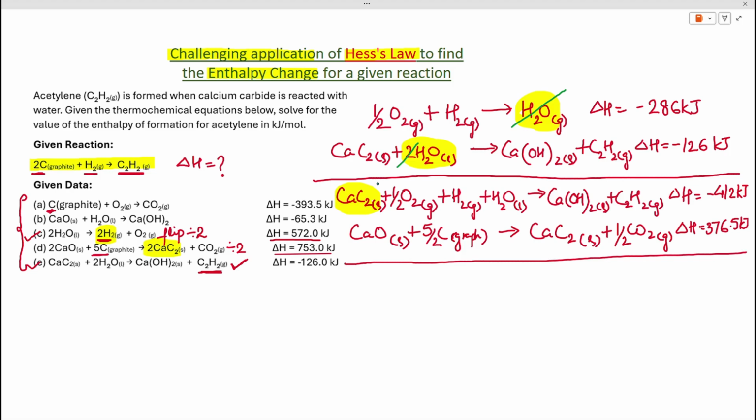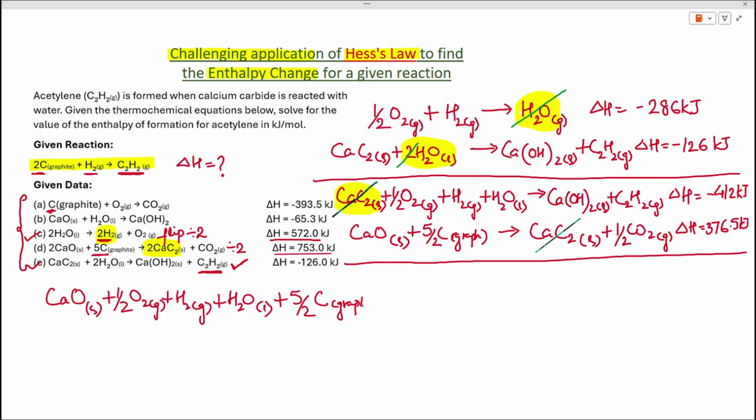Now let us again add these two reactions. Now we are easily first able to cancel out the calcium carbide on the left and on the right. Nothing else is getting cancelled out, so let us write our sum of the above two equations. I'm going to write it over here because it's going to take a little bit more space. So we have calcium oxide, which is solid, plus half O2, a gas, plus H2, a gas, plus H2O, liquid, plus 5/2 carbon, which is graphite, and this gives us calcium hydroxide, a solid, plus C2H2, which is a gas, plus half CO2, which is again a gas.